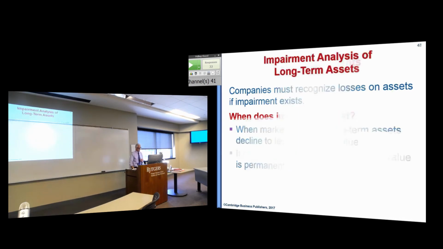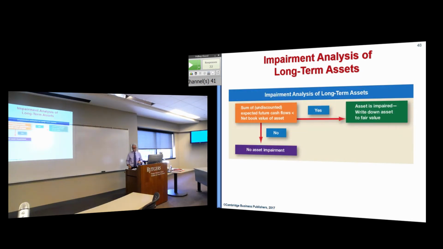Now, the way we do this is we look at, and this is not a very reasonable test, it's not a great test, but we project, we look at the future cash flows we expect from the asset, we add them up, and then we determine whether or not they exceed the carrying value or not. And if the undiscounted cash flow, so let's say you've got an asset today, and the net book value of that asset is 300.